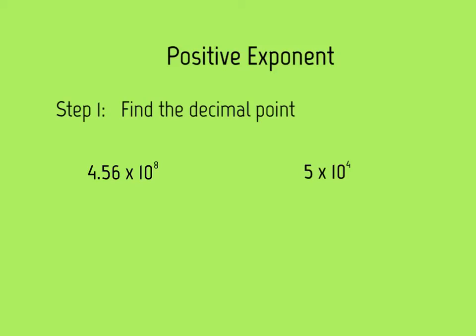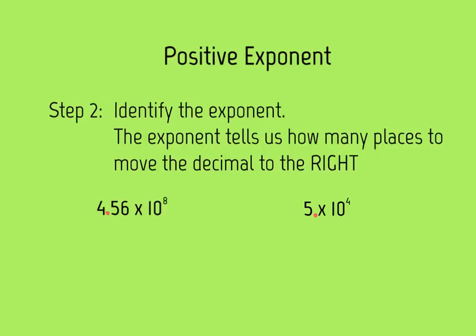Step 1 in converting from scientific to standard notation with a positive exponent is going to be to find the decimal point. So if we look at my left example, the decimal point's right there. Now if we look over on the right, there's no decimal here. So just remember that your decimal for a whole number is always to the right of that number. So we're just going to mark the decimals.